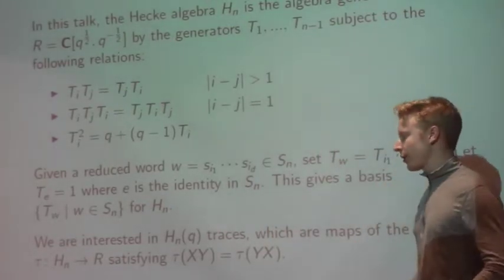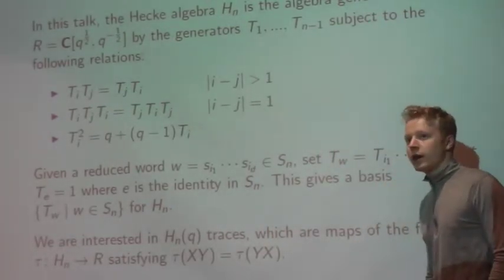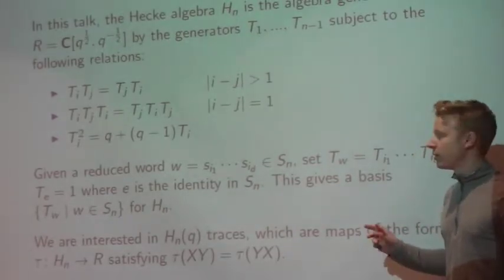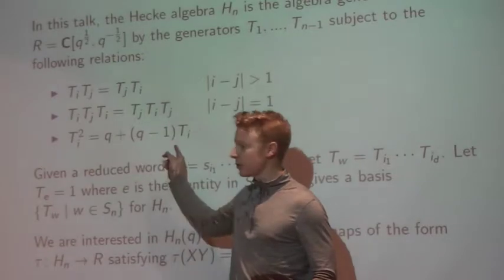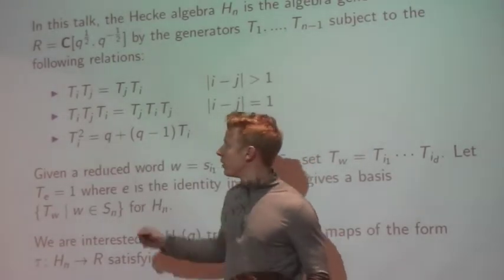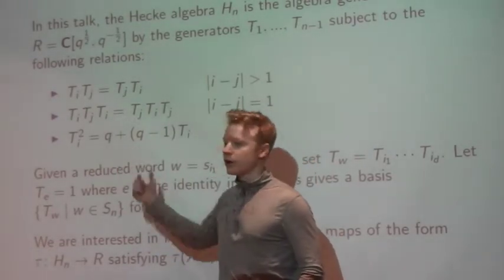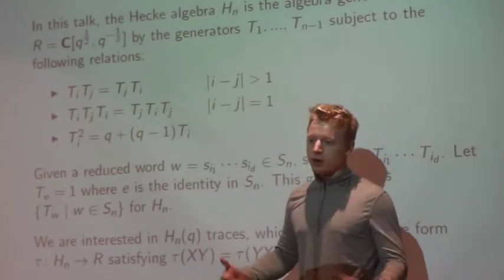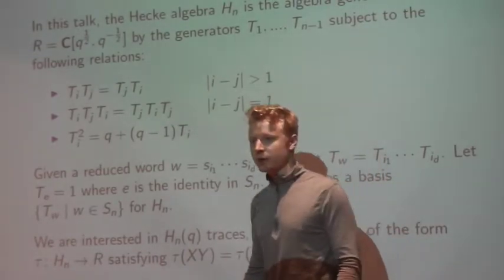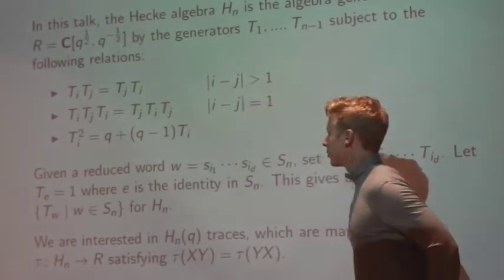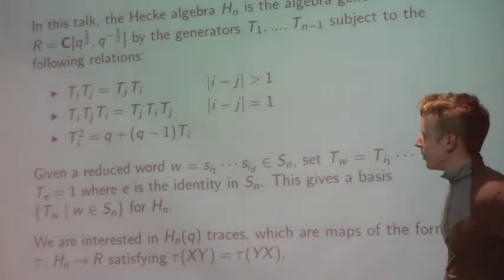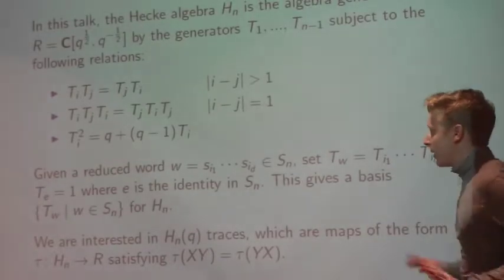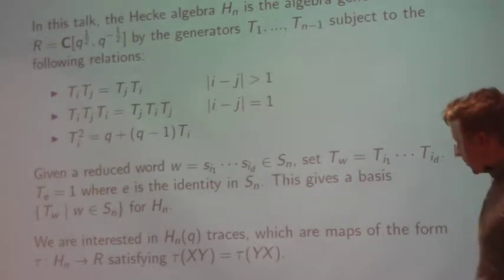So this is a q-analog of the symmetric group in that if we plug in q equals 1, these two relations are exactly the same, and this last relation will just become T_i squared equals the identity. And so we recover the symmetric group algebra by setting q equals 1. And often people think of q as being like a root of unity, or anyway, this is just a parameter.